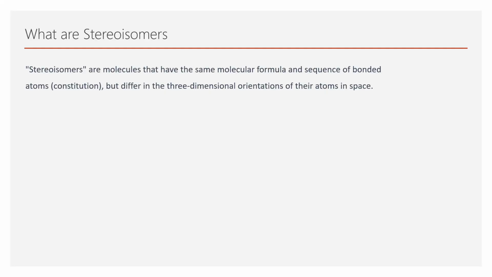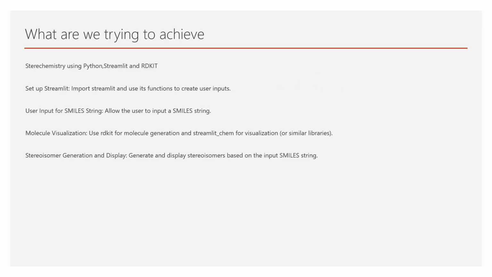So what are stereoisomers? Stereoisomers are molecules that have the same molecular formula and sequence of bonded atoms but differ in three-dimensional orientation of atoms in space. What we are trying to achieve is to show the different kinds of stereoisomers using Python, with a very popular visualization library called Streamlit. So, stereochemistry using Python, Streamlit and RDKit.